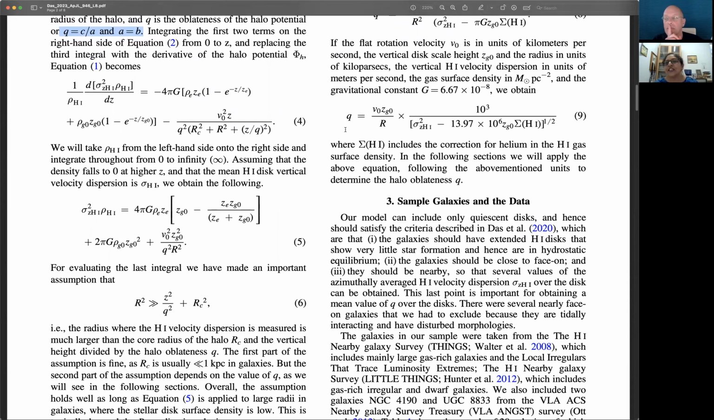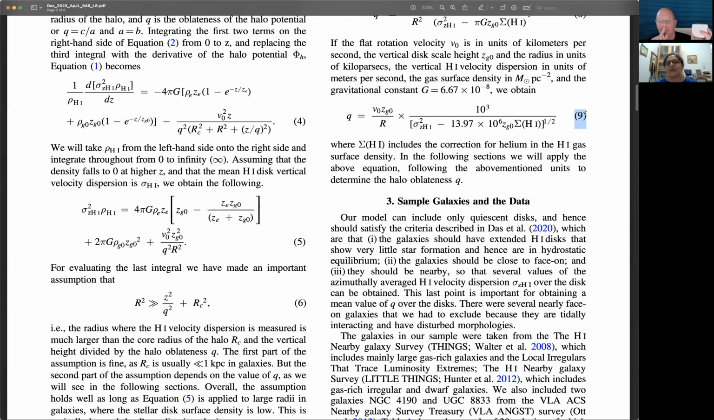You've got V0, which is the rotation velocity in the galaxy. We can get that using the Tully-Fisher relation, as long as we know the mass. There is the thickness of the H1 disk, which we can get from empirical observations of edge-on galaxies, z_g0. Then the unknowns are the velocity dispersion, number one, which is in the denominator, and the second is the surface density of neutral hydrogen. This is the equation that we started applying to observations. Equation 9 is the most important equation.